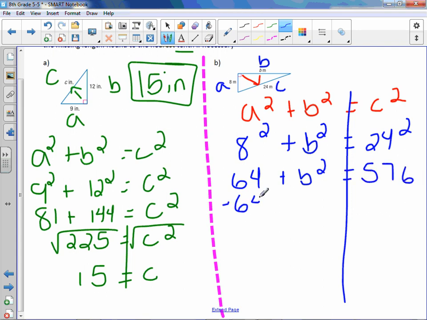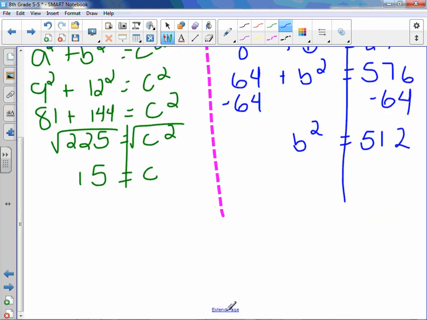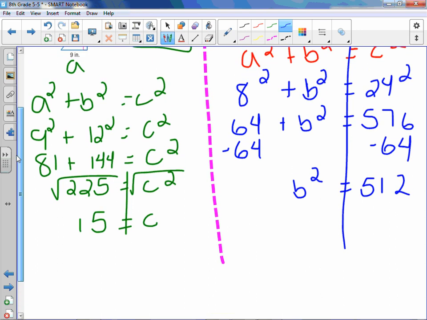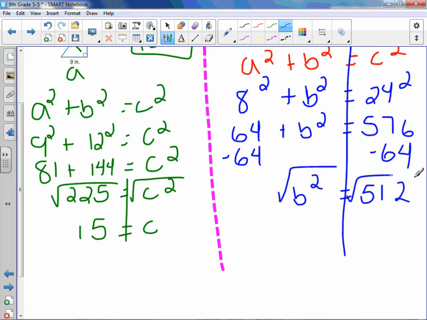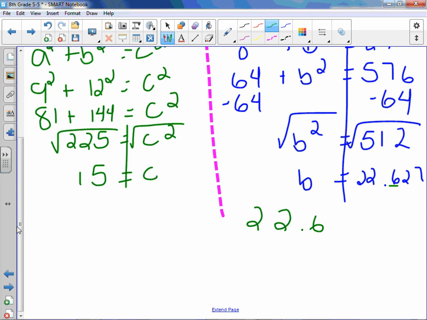Let's get b by itself. First step is to get rid of that 64 by subtracting it. And we get b squared equals 512. To get rid of a square number, we square root it. So square root both sides. So the square root of 512 is 22.627. Rounding to the nearest tenths place, we get 22.6, and it would be in meters. That is the length of B.